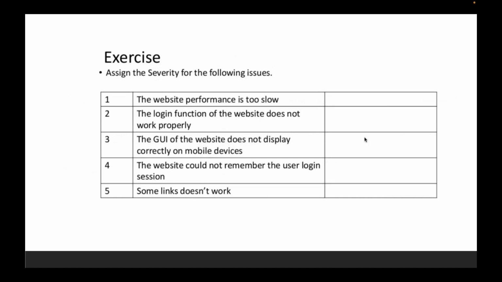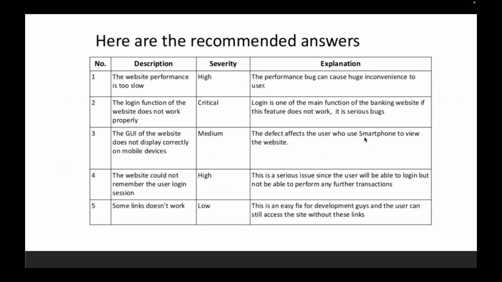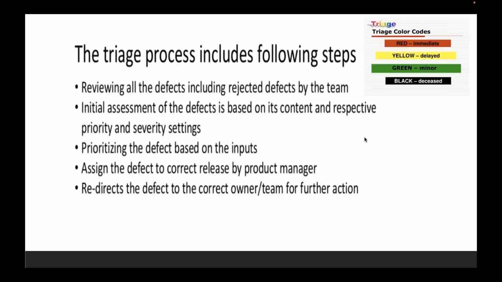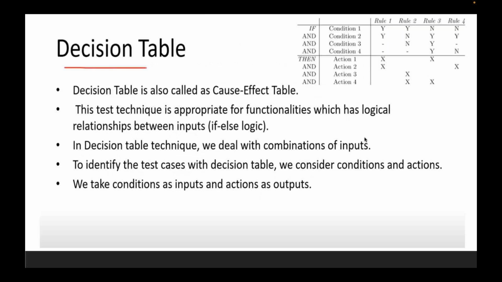Then coming to the exercise. Here are recommended answers that we can think of. I will be giving you an assignment so that you have to work. Then we'll see what defect triage and the triage process are. What is defect triage? In your team, you have a very small number of people, and you need to find so many bugs and then fix them. At that time, we have to follow a process called defect triage. So we'll also see that.